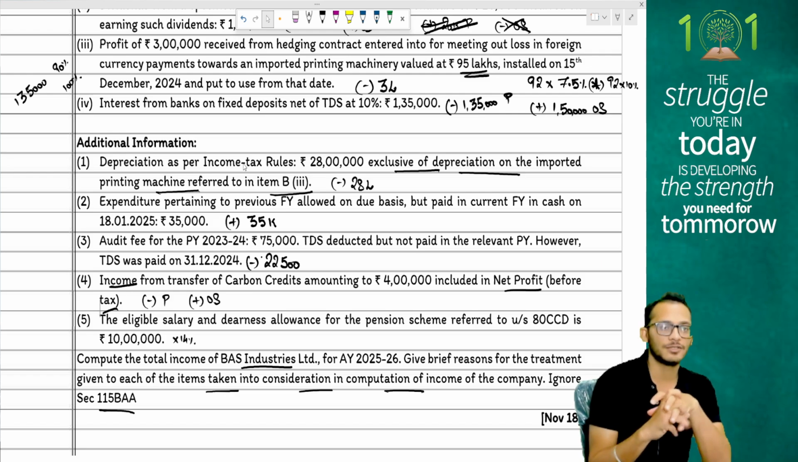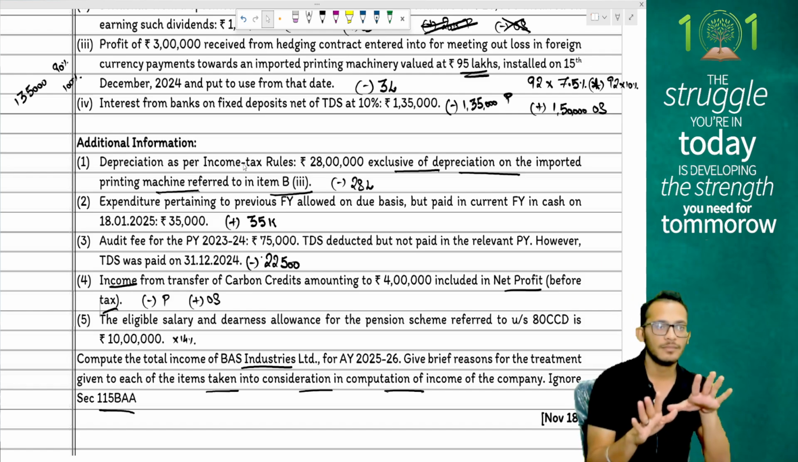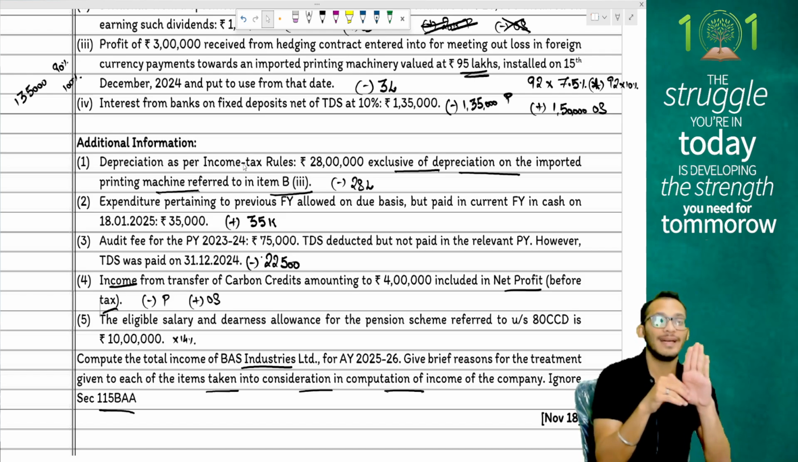5 lakhs is not allowed as deduction, right? Included does not mean it's net number. That is why I'm telling you, look at it from a P&L perspective. If you're preparing an accounting P&L, will you ever report the net number in the P&L?